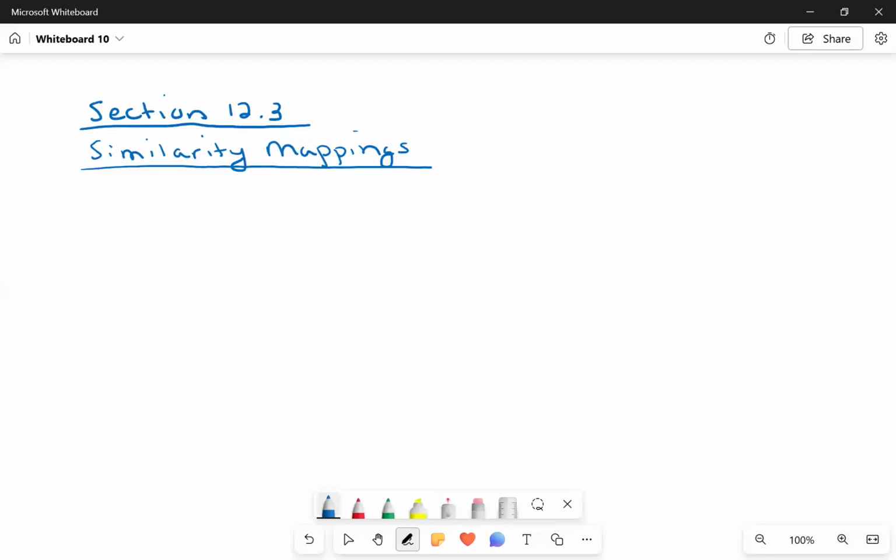In this video, we're going to talk about similarity mappings. So we've been working our way up to this idea in chapter 12. Now I want to start by discussing the problem opener for the section. I'm not going to do exactly what they were discussing, but I want to look at a physical example of similarity, which could be a good idea.